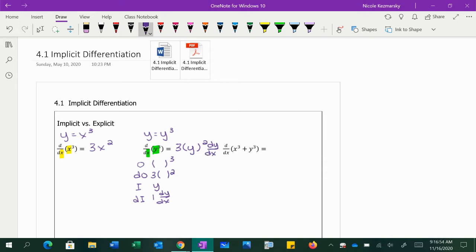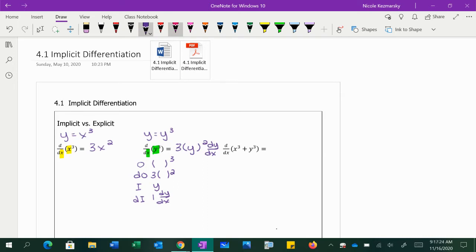Now that's quite a bit of work for such a tiny, tiny expression. And so what we tend to remember instead, and what mathematicians do instead when doing implicit differentiation, is they just say, if I take the derivative of a y, write dy dx next to it. So we're doing the chain rule every single time. We're just not expressing it as outer, derivative of the outer, inner, derivative of the inner.